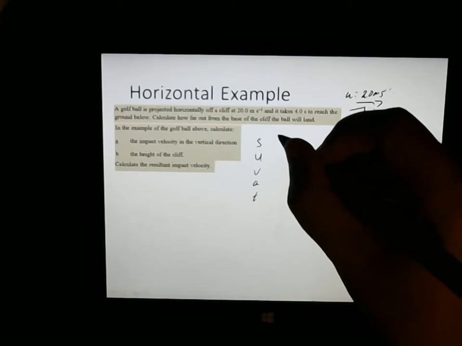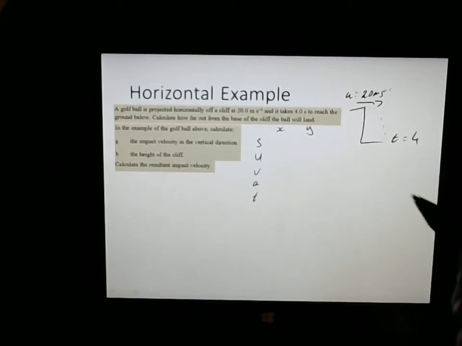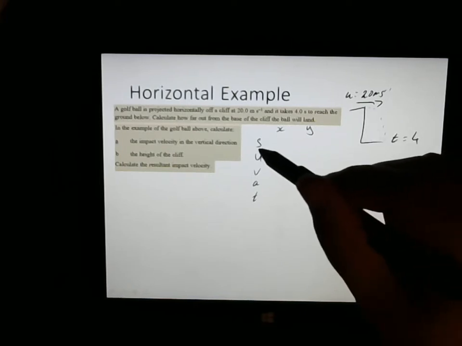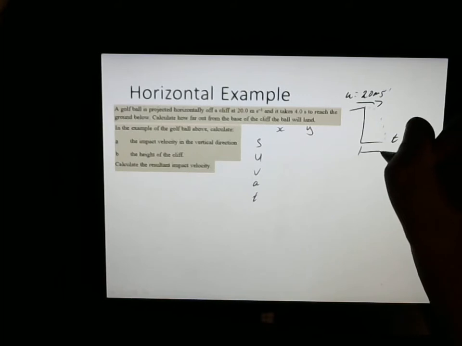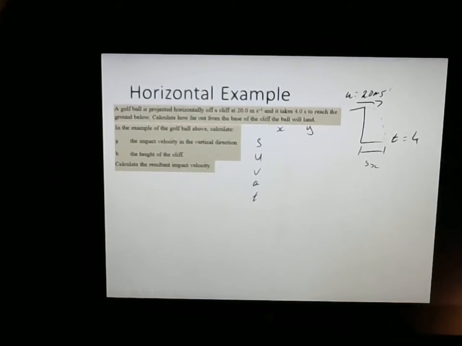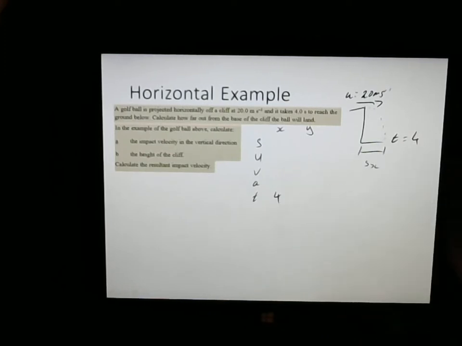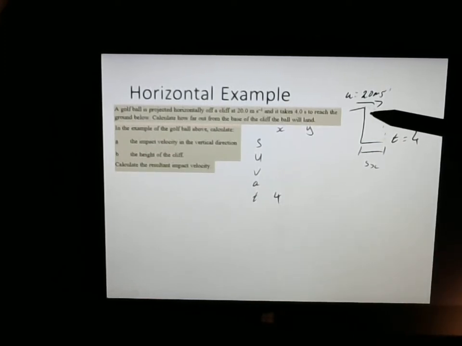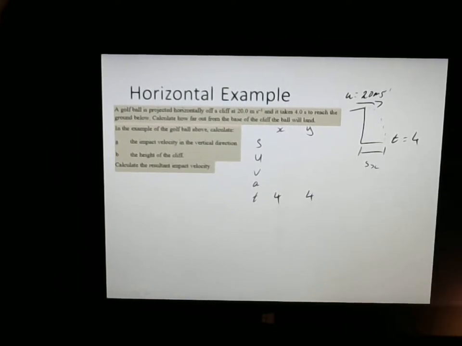S-U-V-A-T. And I'm going to identify my X values and my Y values. So I'm told that in terms of displacement in X, I don't know that. That's the distance from here to here. But I can work that out. I'm told that the time is equal to 4. And it's also the same time it took to go left to right as it did to fall down. So I can put 4 in both columns here. If I know a time, it's the time of the entire flight, it's going to go into both.